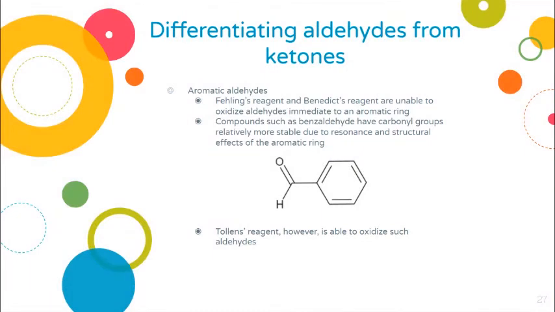Some aldehydes, however, resist oxidation by Fehling's reagent and Benedict's reagent. An example are aromatic aldehydes. These aldehydes are able to resist oxidation due to the relatively higher stability of the entire compound. The resonance and the structural effects of the aromatic ring prevent weak oxidizing agents such as Fehling's reagent and Benedict's reagent from oxidizing aromatic aldehydes. Tollens reagent, however, as a strong oxidizing agent, is able to oxidize such types of aldehydes.